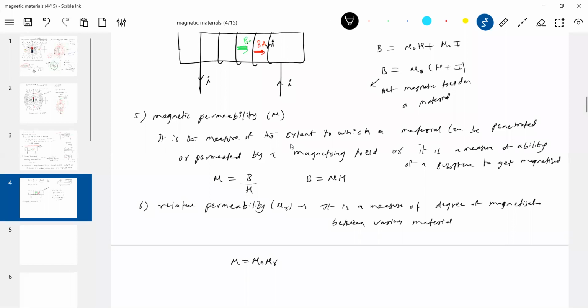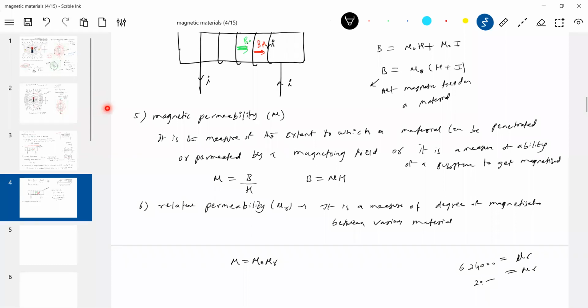Compare: iron has mu r of some 6 lakhs, 6 lakhs 24,000. If you take aluminum, it has only around 20. So substitute mu r for iron, 6 lakh 24,000, and for aluminum, 20. Mu naught is a fixed standard. Now, which has more permeability? Yes, the iron. So relative permeability helps us compare the degree of magnetization between various materials.